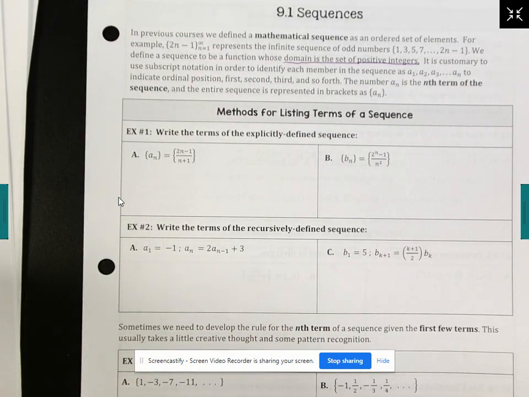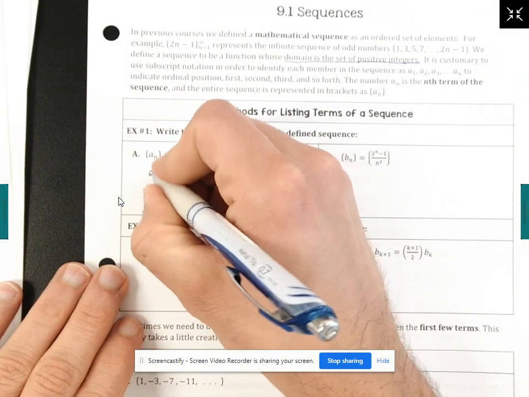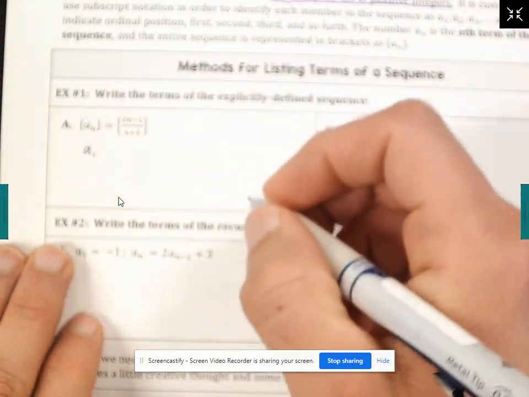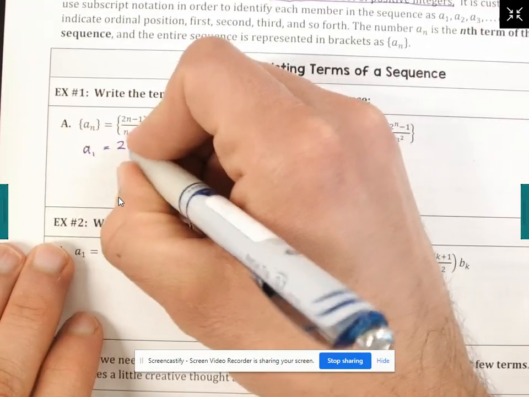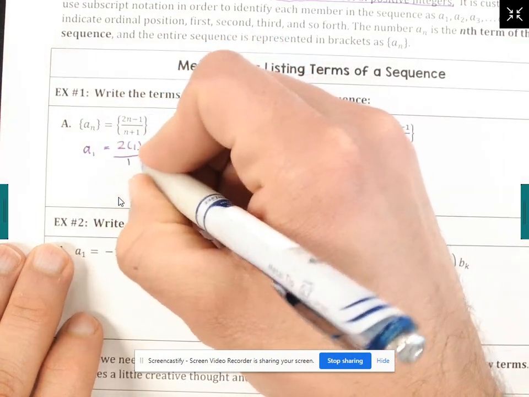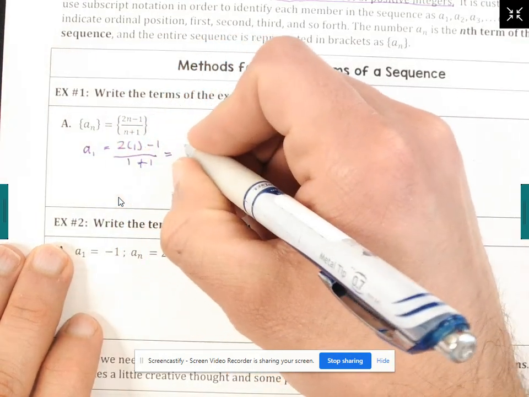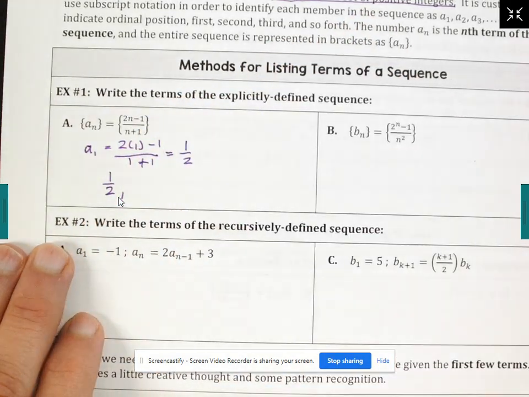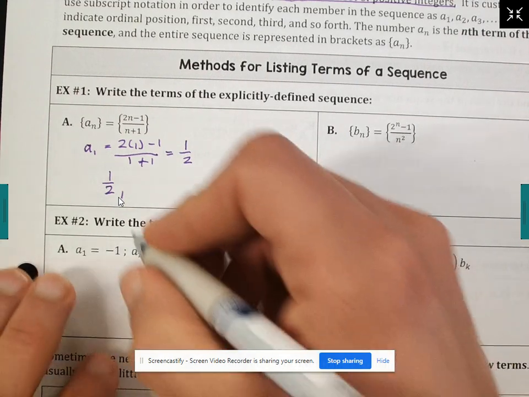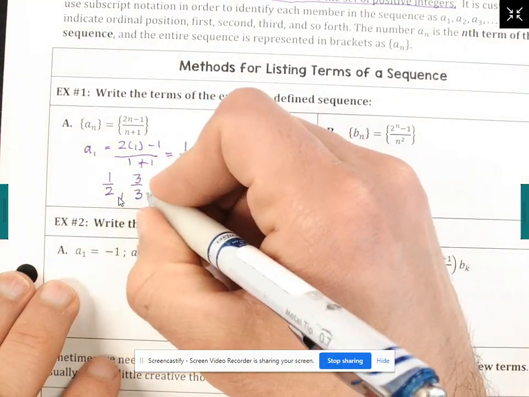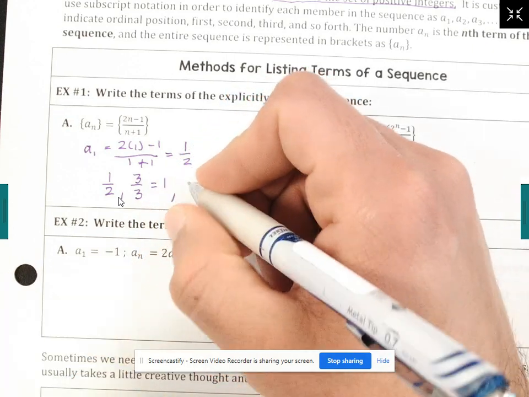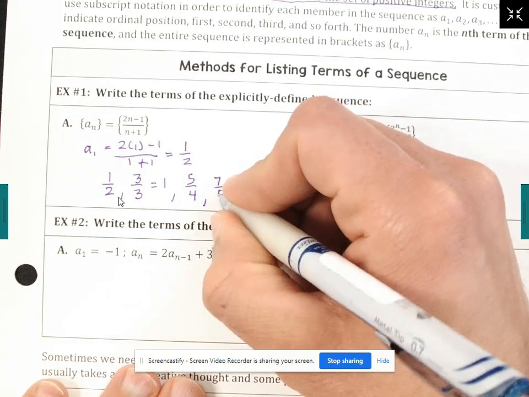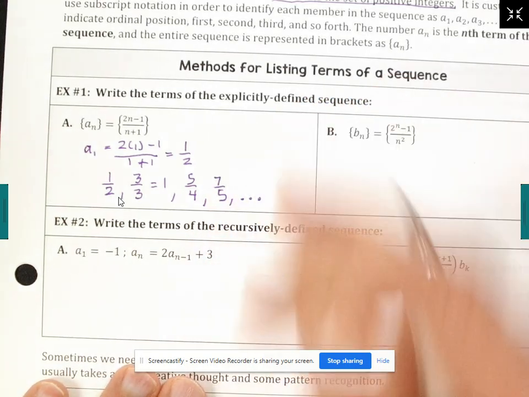So if you think about it, a1, for example, let me zoom in on here. A1 would happen when you just plug in a 1 for n over n plus 1. So that would be 1 over 2, right? So that's basically how they're getting that. And then they would plug in a 2, and you get 2 over 3, and then you plug in a 3, and you get 3 over 4. And you plug in a 4, and you get 4 over 5. And then dot, dot, dot, right? It just keeps going.